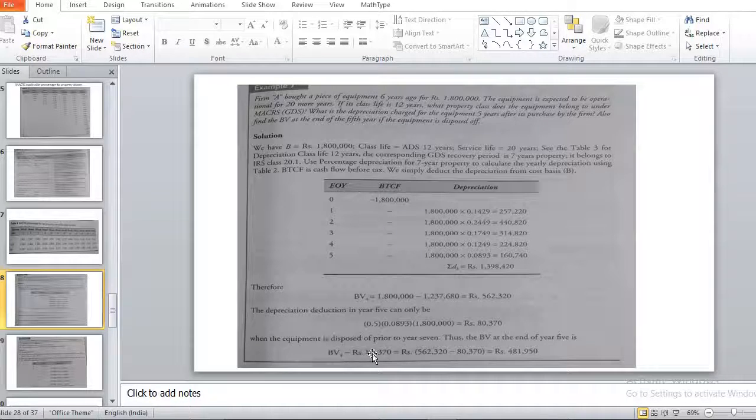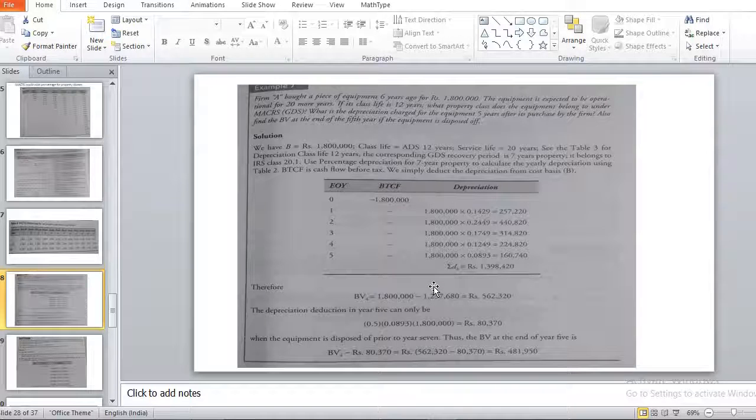Now to find out the book value at the end of the 5th year, we take the book value of the 4th year minus this amount. So this value comes to 4,81,950. This is the asked quantity.